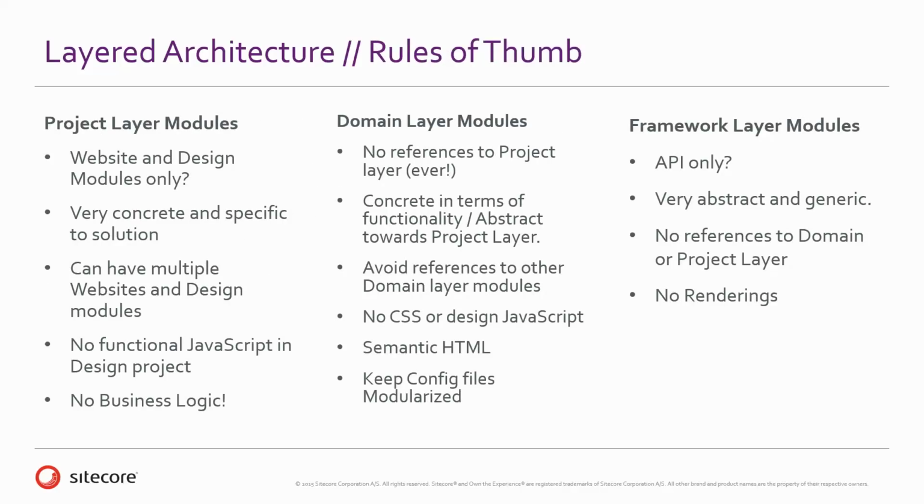So a couple of rules of thumb. On the project layer, the top layer, we typically only see two different modules. The website module, which ties everything together, sets up the layouts, and ties all the page types together with all the renderings. These two modules are very concrete and specific to the solution. This is probably where you're going to end up doing 75% of your work. You're going to configure the website project, you're going to fiddle with the design and all that. So it's very concrete and very specific. If you want to tailor a demo or create a proof of concept, this is basically 99% of the work is going to be up there.